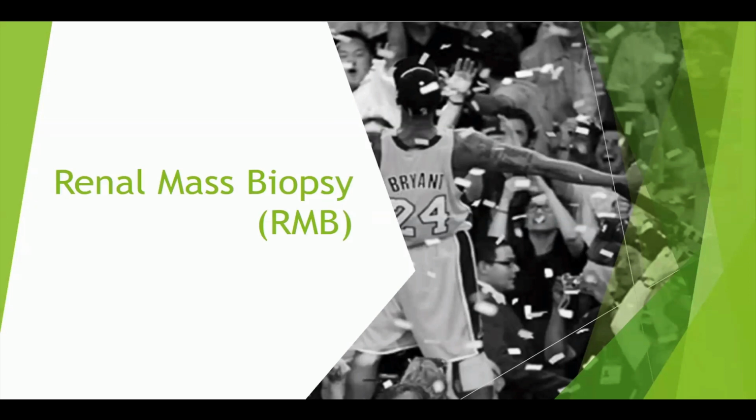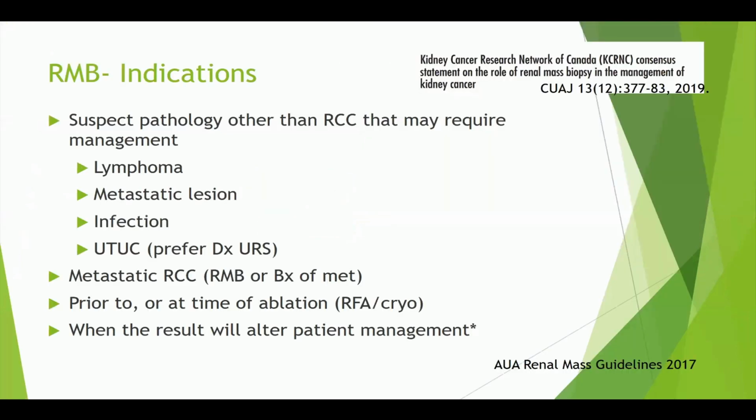We've demonstrated that imaging and nomograms alone cannot completely predict malignancy versus benign lesions, which leads us to the main topic of our presentation today, renal mass biopsy. According to the most recent AUA renal mass guidelines, updated in 2017, and a Canadian consensus statement in 2019, renal mass biopsy should be performed if you suspect a pathology other than RCC that may require management, such as lymphoma, metastatic lesion, infection, or upper tract urothelial cancer, although generally diagnostic ureteroscopy is preferred over percutaneous renal mass biopsy.